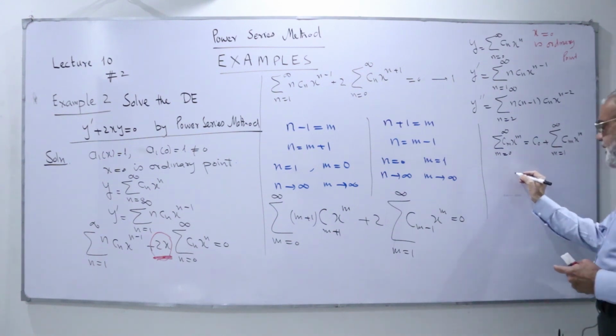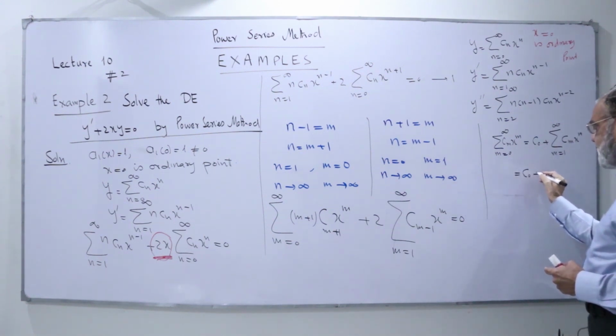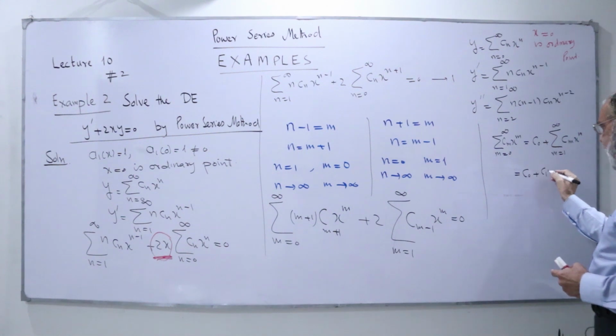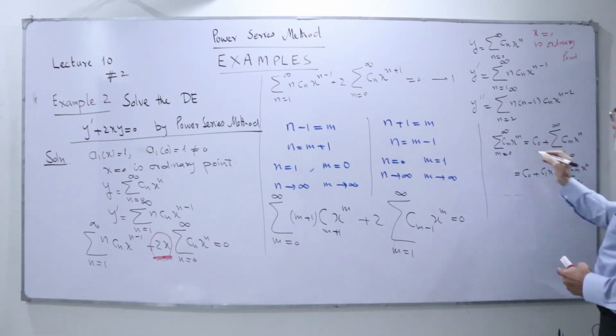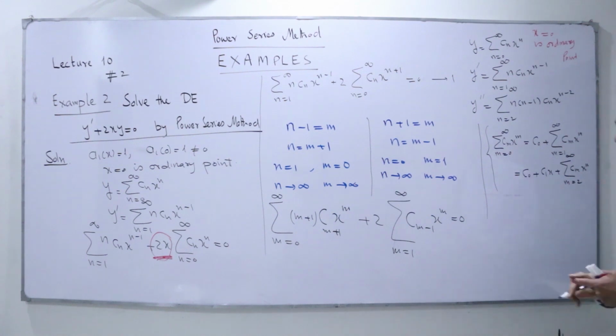Now what I do, I say this is equal to c0 plus c1 x. Now what's the next term? Next term will be the sum over m from 2 to infinity, c_m x to power m. So it's not difficult when we want to change the summation.